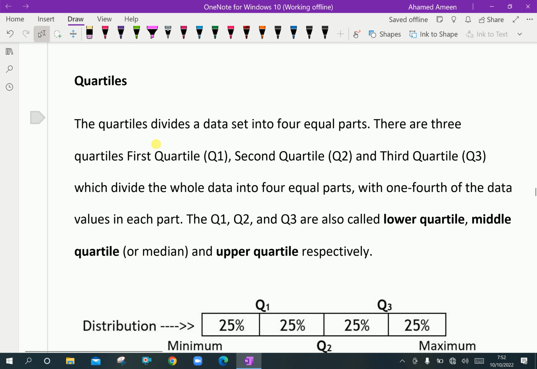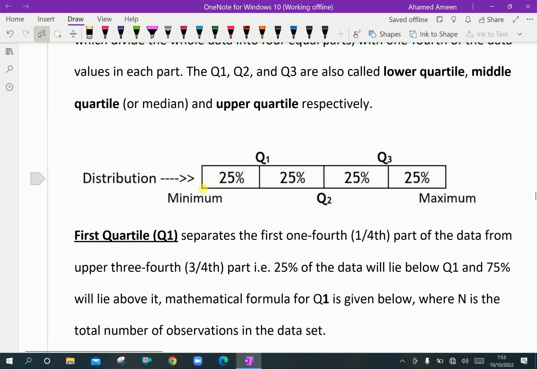The quartiles divide the data set into 4 equal parts. Already we know that there are 3 quartiles, the first quartile Q1, second quartile Q2, and third quartile Q3, which divide the whole data into 4 equal parts with 1/4 of the data values in each part. Q1, Q2, Q3 are also called lower quartile, middle quartile, and upper quartile respectively.